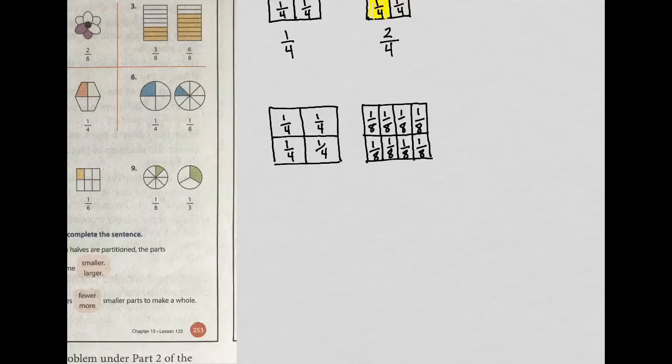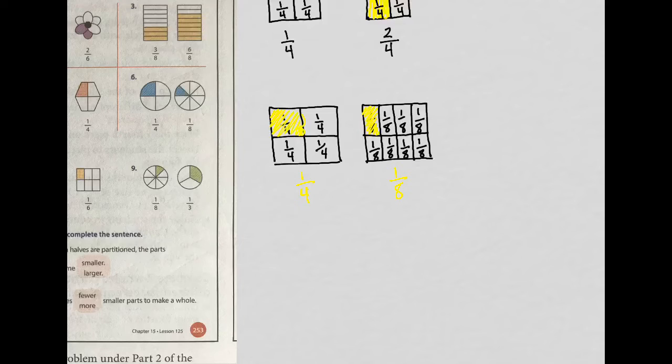And what do you notice about that? If there are more pieces cut into the whole, what happens to the pieces? If you said they get smaller, you are correct. So let's take a look at this. I'm going to color in 1/4 of the first square, and I'm going to color in 1 piece of the second square. This one is 1/4. The second square has 1/8.